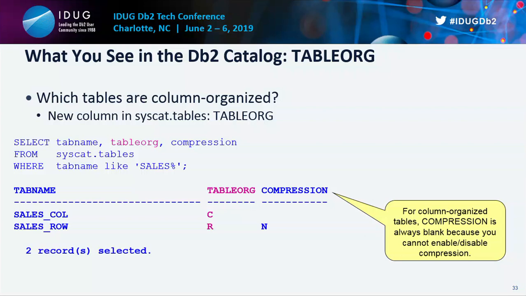So how can you tell what a table is? You can select table org. C means columnar and R means row. They actually made sense for once, so that's good. That probably doesn't in any other language than English, so I apologize.